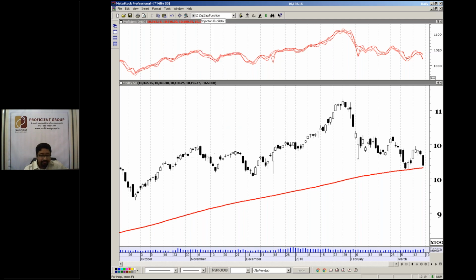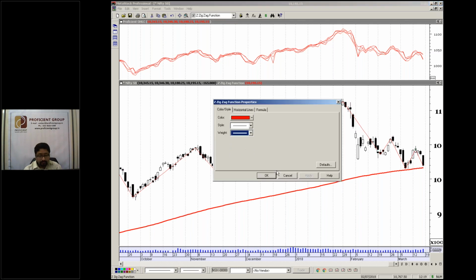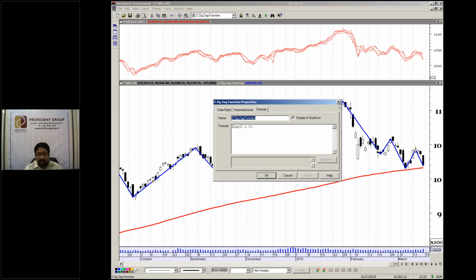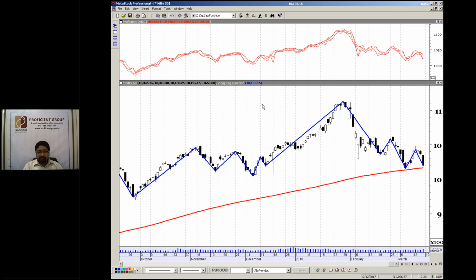I am plotting a zigzag function here. Later on in our next classes, I will try to talk about what the zigzag function is all about. Here this is a 1% zigzag function. That means any movement which is greater than 1%, the zigzag function is sensitive to that. And any movement which is less than 1%, the zigzag function thinks it is noise and does not respect that noise. So the zigzag function helps us to locate the tops and bottoms, right?